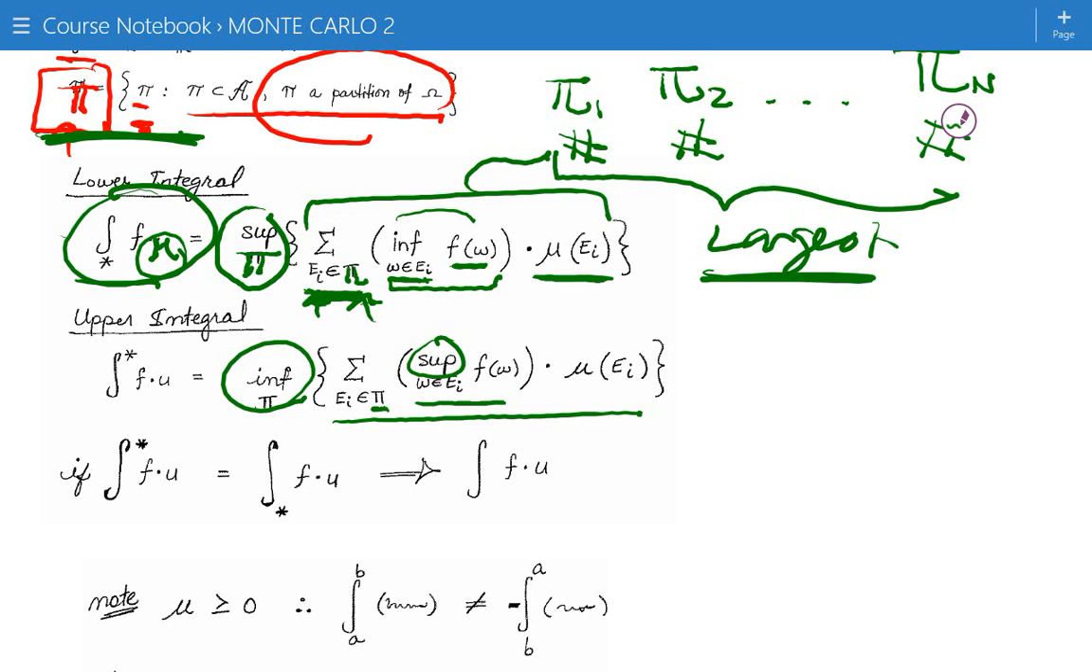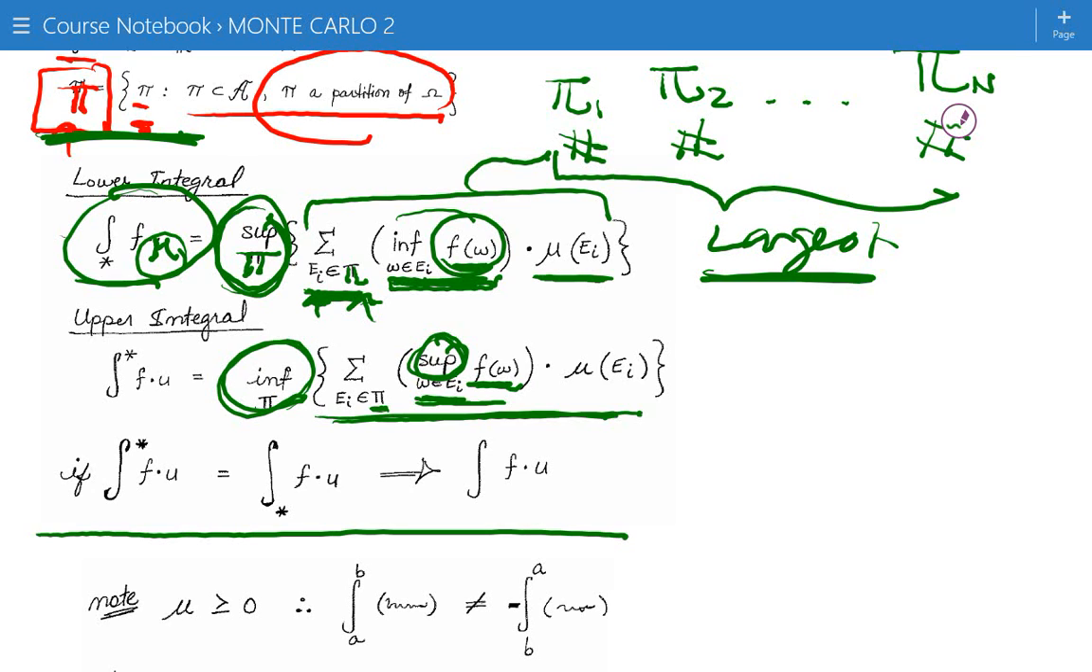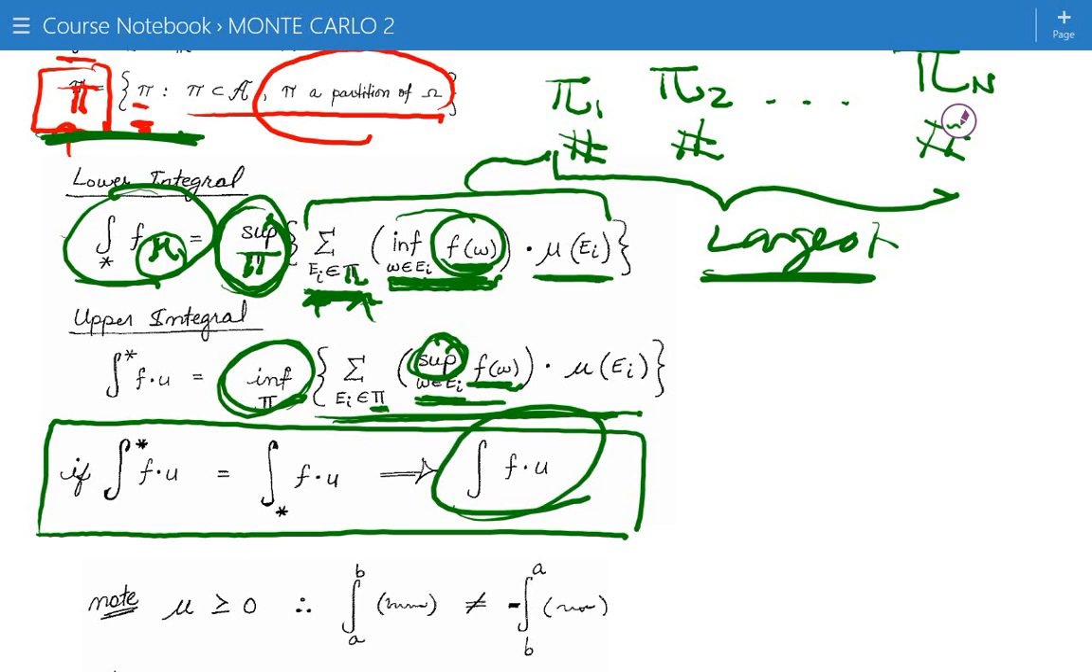One takes advantage of the smallest value of the function within each set of a partition and finds the largest overall value across the partitions. The other one looks for the largest value of the function within each set of a particular partition, creates the summation, and then looks at the smallest across all of the partitions. If they are equal to each other, then it is simply denoted as the integral of f dmu, or f mu. These are all mu's. Make these look like little Greek letter mu's.